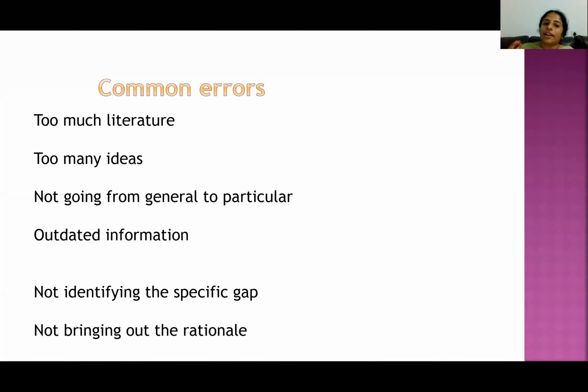Okay. Then another thing is not going from general to particular. Okay. What did I start from? I started by saying that TB is a big problem. That is a very general topic. TB is a big problem. That's a statement. This many people get TB. And what did I narrow it to? I narrowed it to what is the association between glycemic status and sputum conversion. So your introduction should be going from a very general statement to a very particular statement, which is likely to be your objective.